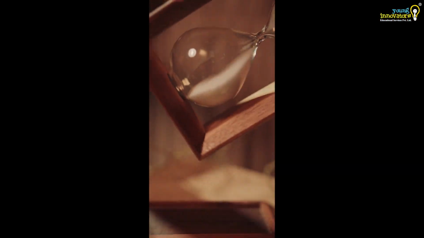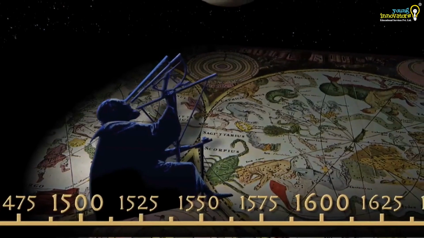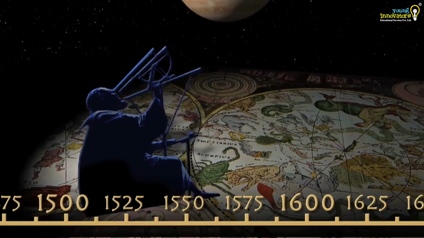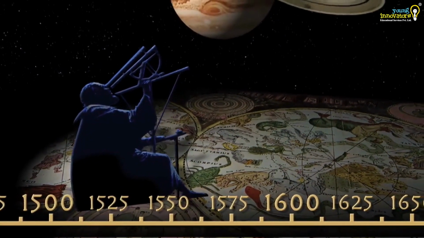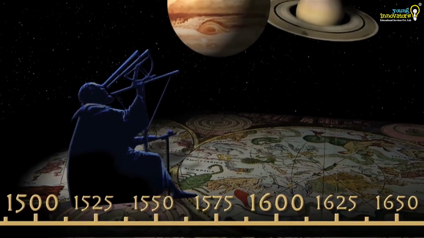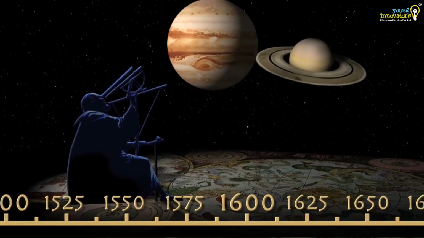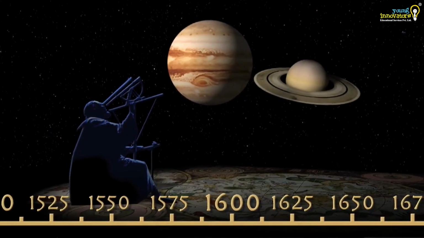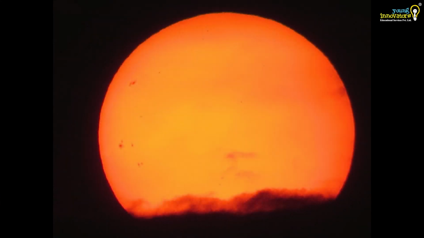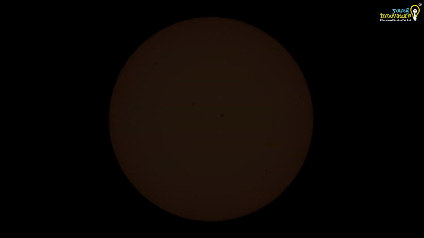Now let's rewind back to the year 1612. A curious scientist named Galileo Galilei pointed a telescope at the sun. Not directly, of course, he knew better. Instead, he cleverly projected the image onto a screen. And what he saw? He saw dark blotches scattered across the sun's face, sunspots.